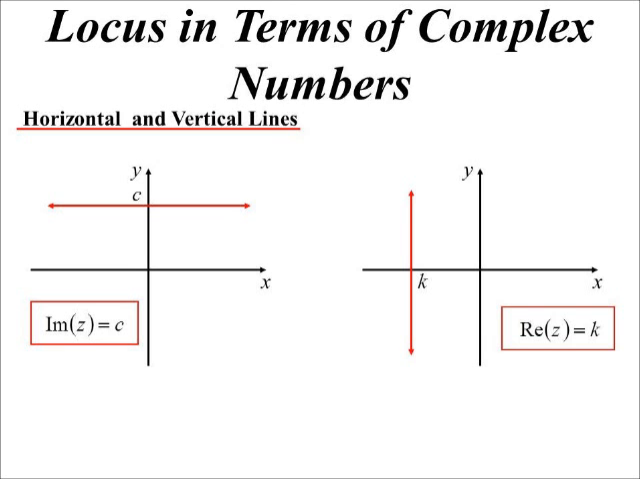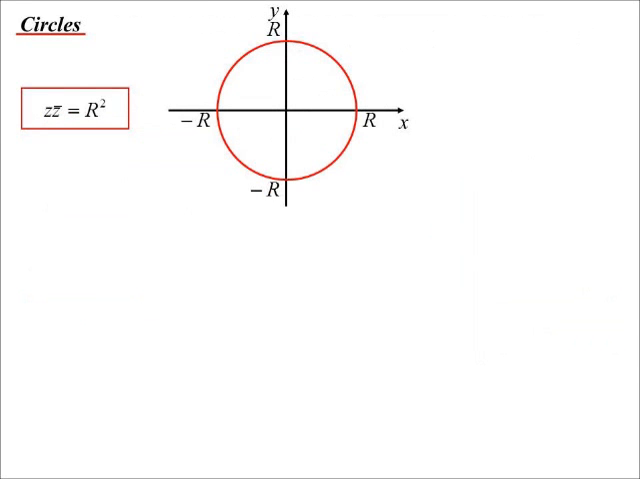And vertical lines, we can do a similar thing. Cartesian geometry would say, oh well, that's x equals k. But when we're talking about complex numbers, it's the real part is always k. So every single point representing all those different complex numbers on that line would have the real part being k. Circles then.